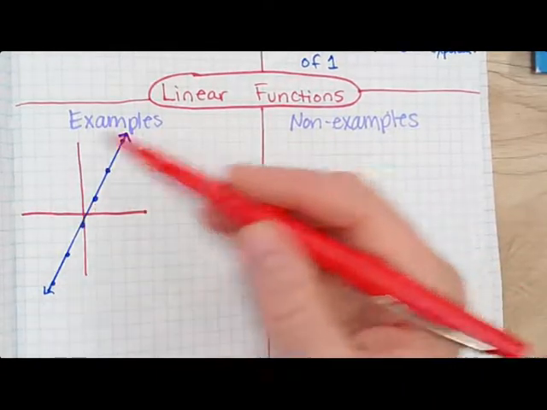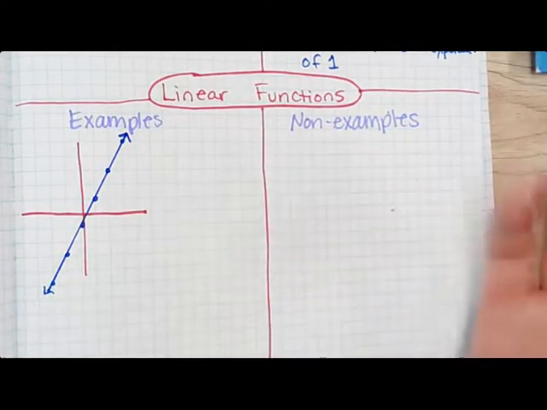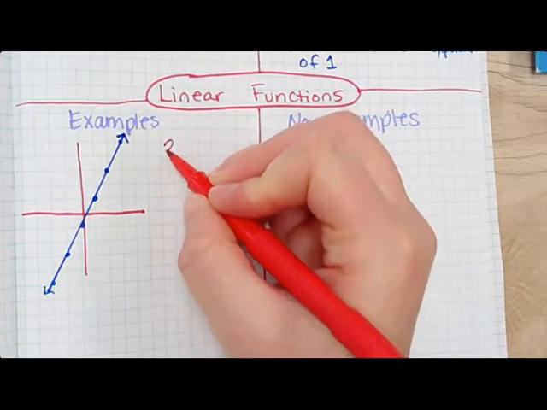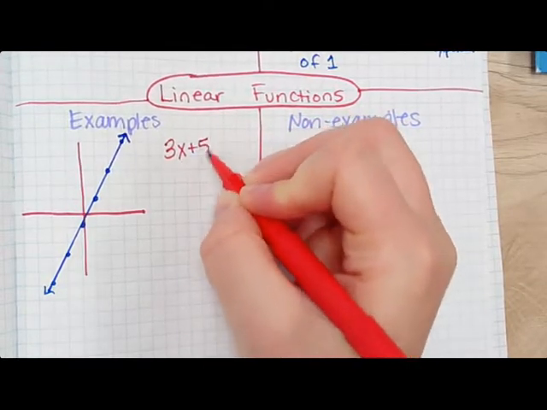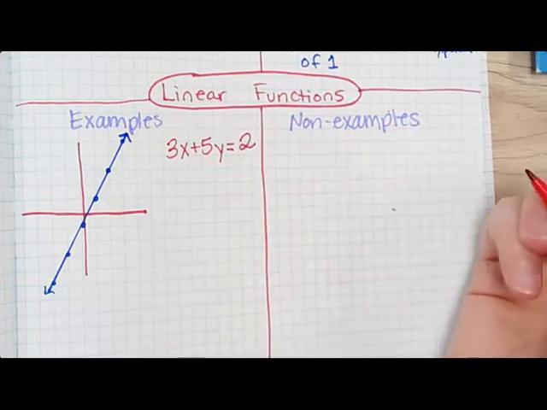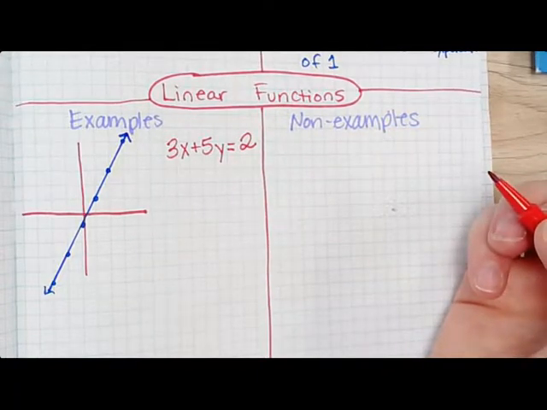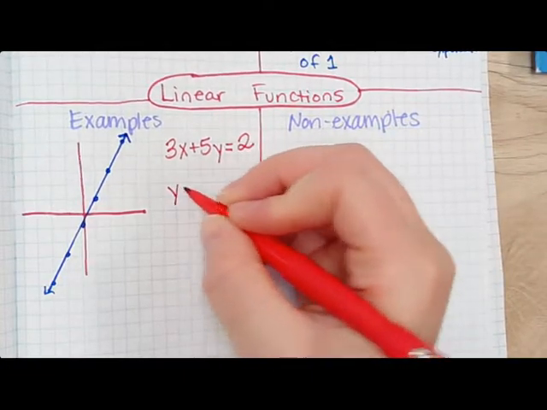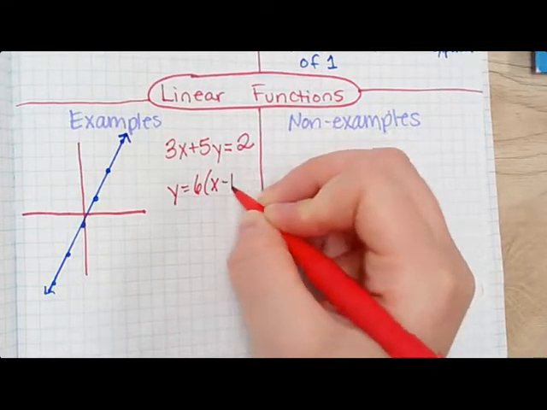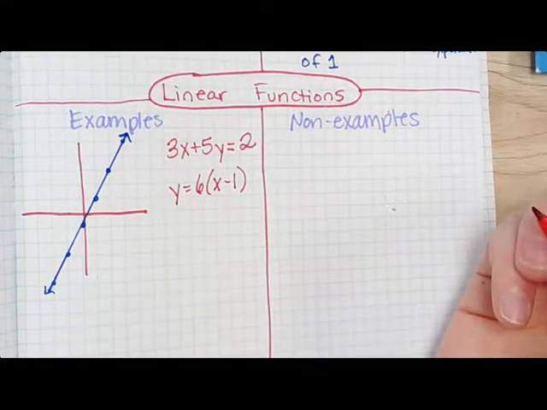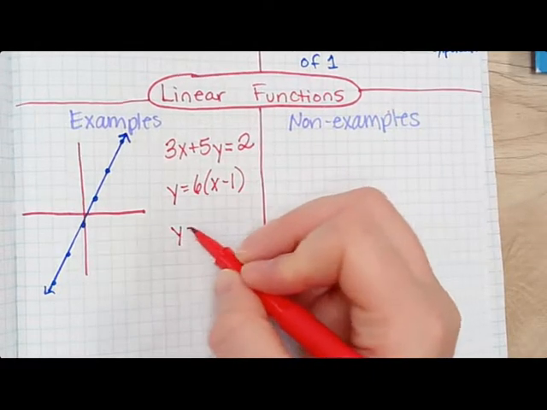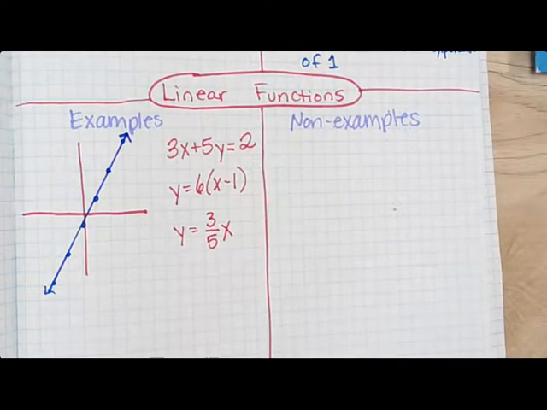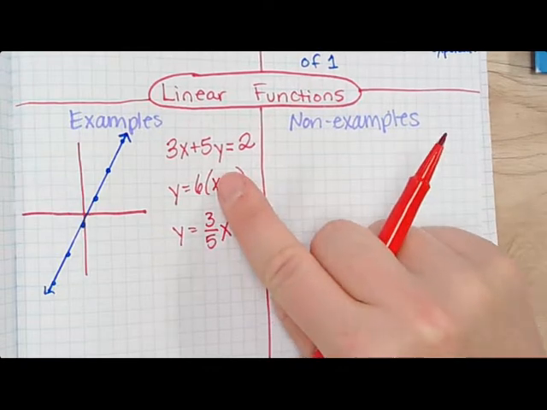Okay, so this is what a linear function graph will look like. It can go any which way. It can have any kind of slant as long as it's a straight line. And then we have some examples of the equations. Let's say it's 3x plus 5y equals 2. Or we could say y equals 6x minus 1. Or it could be y equals 3 over 5x. As long as x has an exponent of 1. Each one of these, x has an exponent of 1.